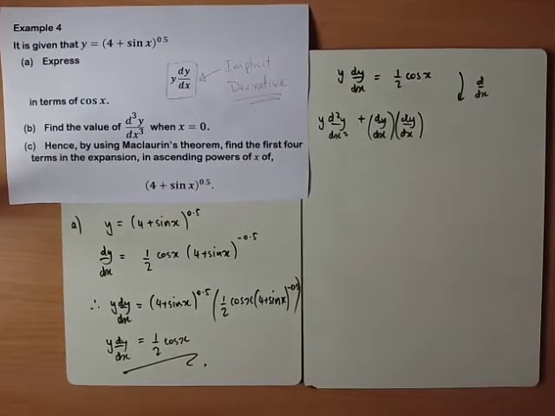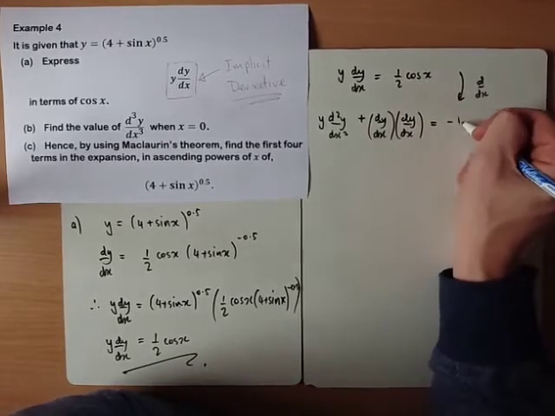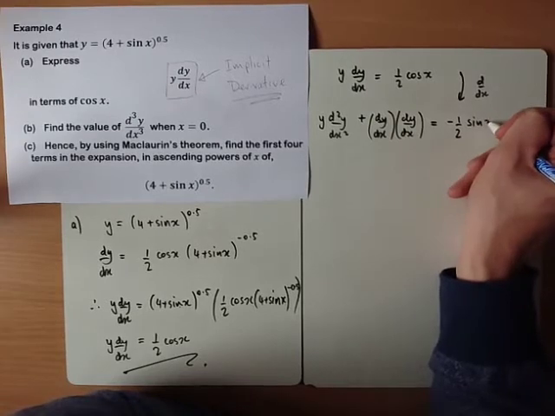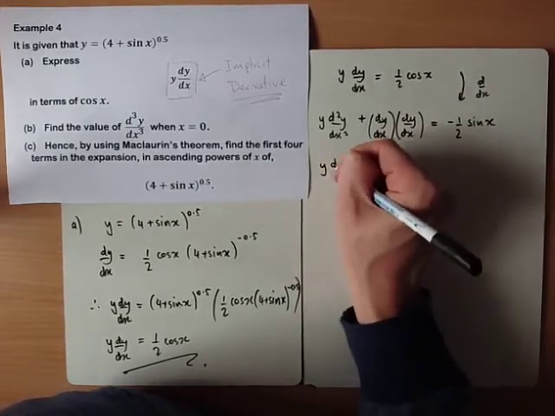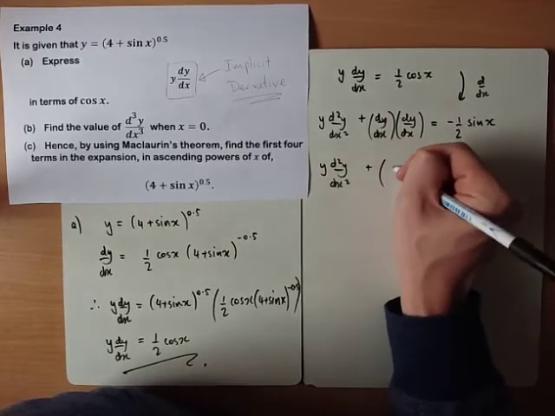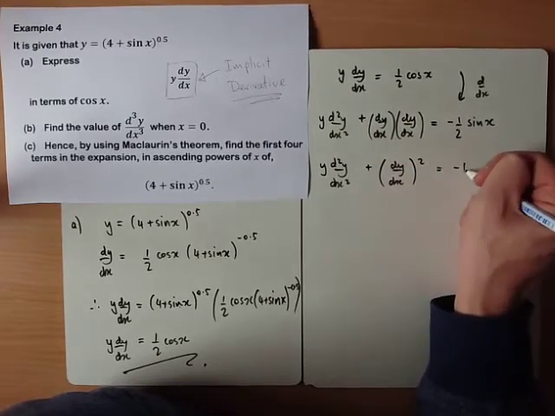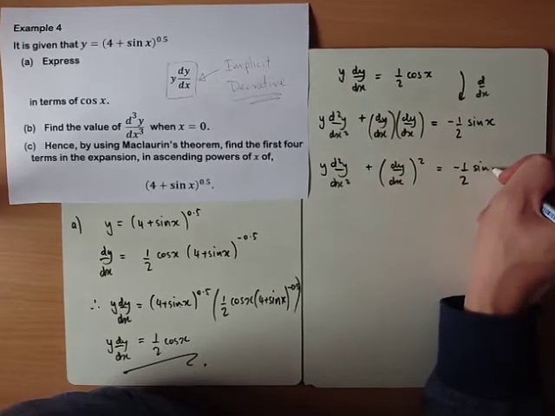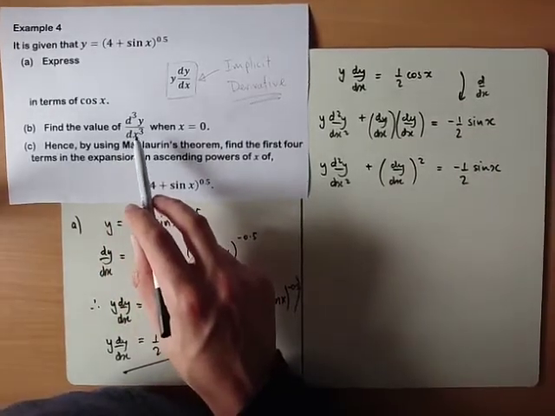And then on the right hand side, cos differentiates to minus sine, so it'll be minus 1/2 sine x. So I've got y d2y by dx squared plus dy by dx squared equals minus 1/2 sine x. We need to get to the third derivative.